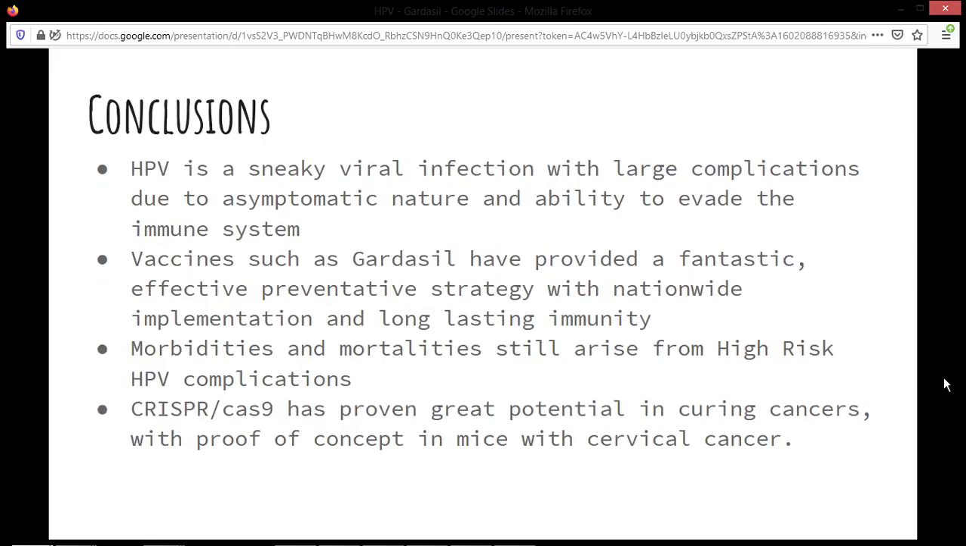HPV is a sneaky viral infection with large complications due to its asymptomatic nature and the ability to evade the immune system. Vaccines such as Gardasil have provided a fantastic and effective preventative strategy with nationwide implementation and long-lasting immunity. Morbidities and mortality still arise from high-risk HPV complications. CRISPR-Cas9 has proven great potential in curing cancers, with a proof of concept in mice with cervical cancer.